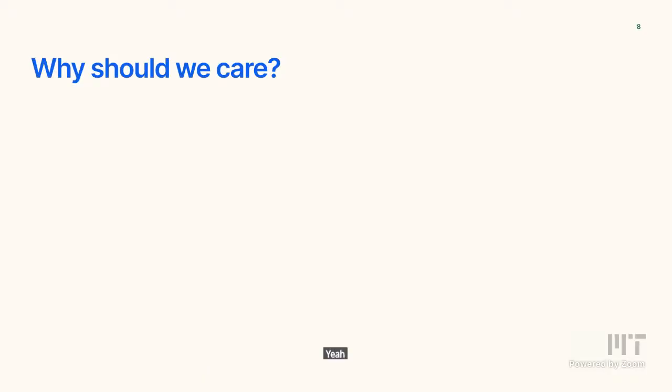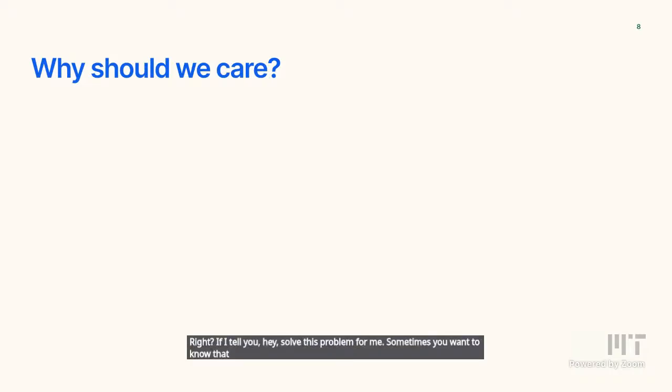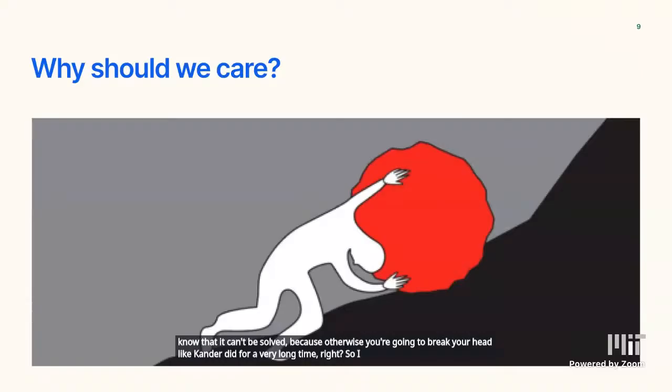Yeah. So sometimes you want to know if it's pointless. If I tell you, hey, solve this problem for me, sometimes you want to know that it can't be solved. Otherwise you're going to break your head like Cantor did for a very long time. So I like this picture of this idea of Icarus. But it's important sometimes to know what cannot be done before you pursue something that can't be done. So yeah, that's one reason, and probably the reason that's most evident to you now.